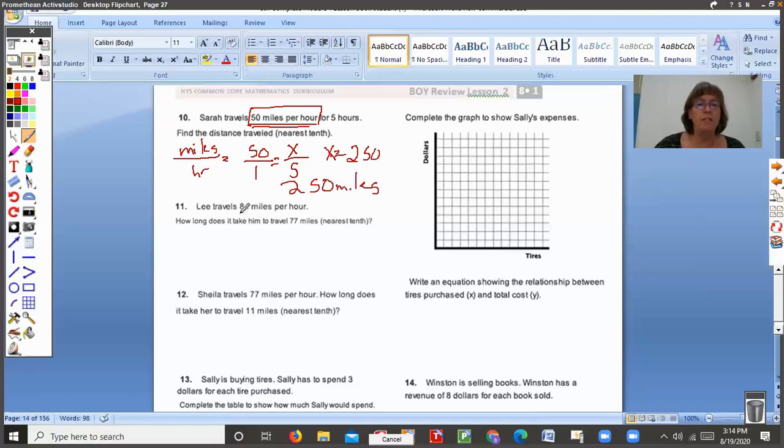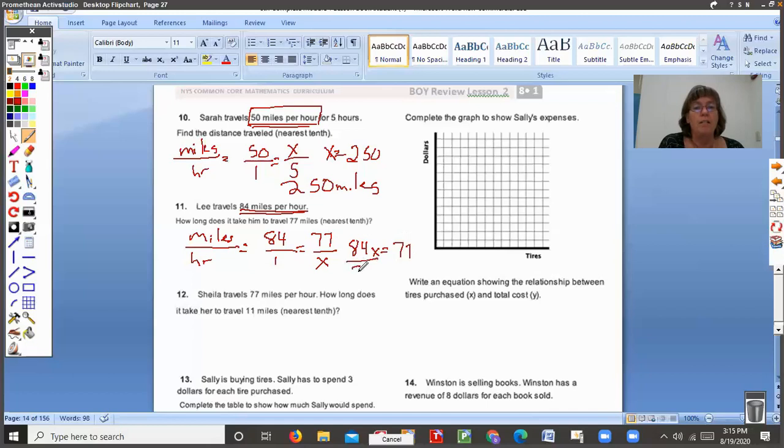Same thing. It's telling you that it's 84 miles per hour. So again, we do miles per hour is equal to 84 per hour means per 1 hour. And he travels for 77 miles. So now the 77 goes up here. And we have to figure this out. So now we use our cross products property. So we get 84x is equal to 77 times 1, which is 77.